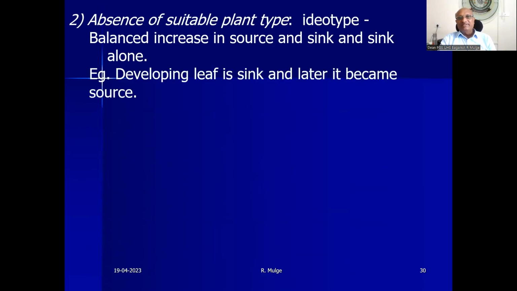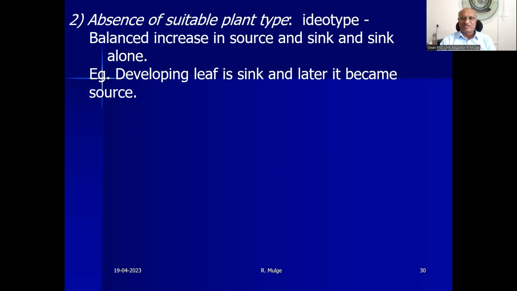So developing leaf is a sink, and later it becomes the source. Many times, the first phase of the leaf growth, if you take, it's not going to give you the photosynthesis supply being supplied to the other part. It is going to be the sink at the time of development. When it develops, then it becomes a source. So within source also you have got this complexity.